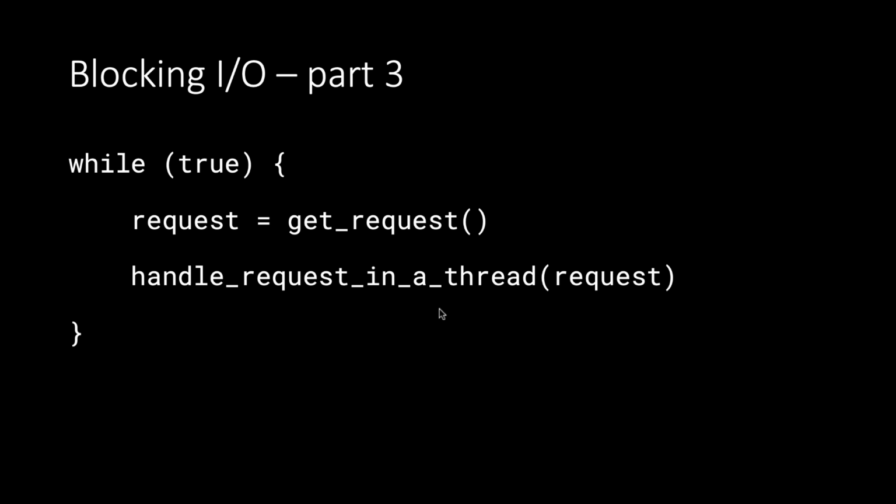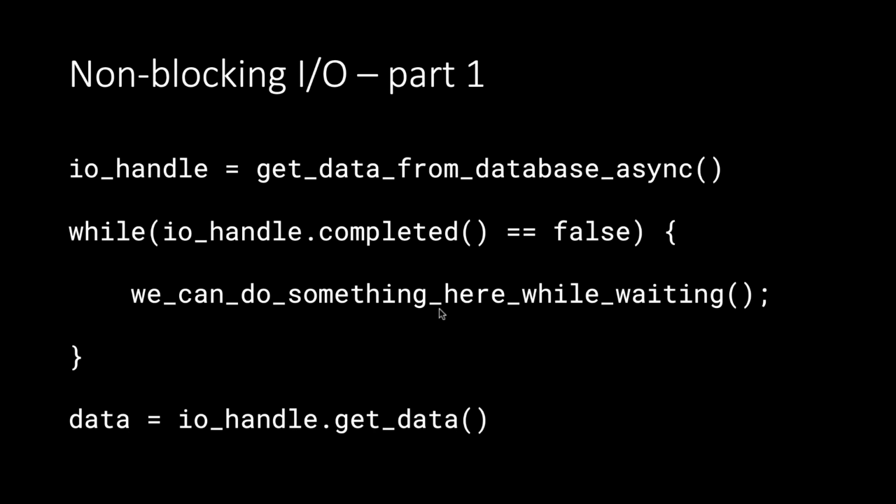Now let's talk about non-blocking input-output. Here we have an example of a non-blocking I/O operation. Here on this line we get the data from the database as well, but this time we use asynchronous I/O API. From this call we get a handle that references this I/O operation, and we can use this handle to check whether the operation completed or not. And if it completed, we can use this handle to get the data.